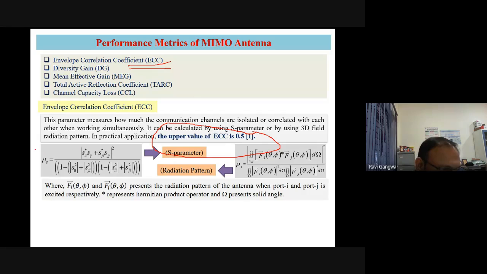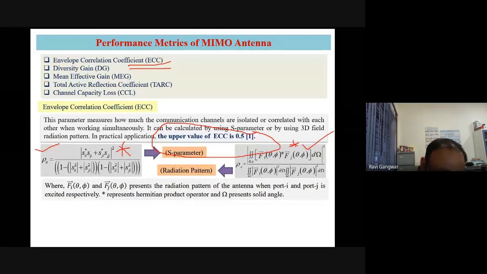The first formula is based on your S parameters, and the second formula is based on your field values, that is, your radiation patterns. Your S parameter basically gives information about your port-to-port isolations, and the formula with the far field pattern gives the information about your field mutual couplings. In general, whenever we go for DRAs or antenna systems, the most important part is basically the field coupling.